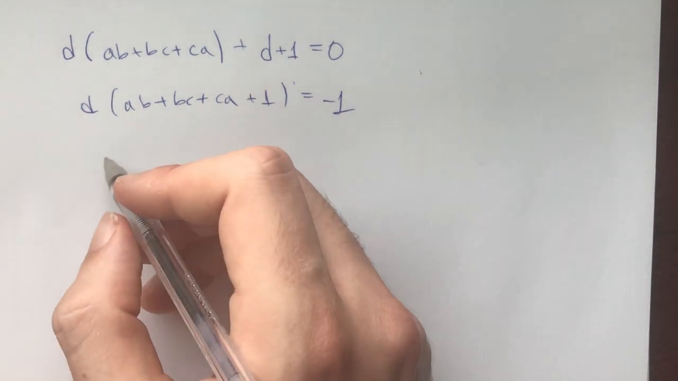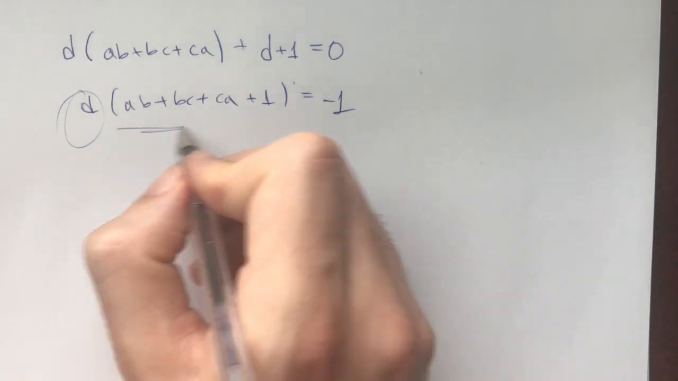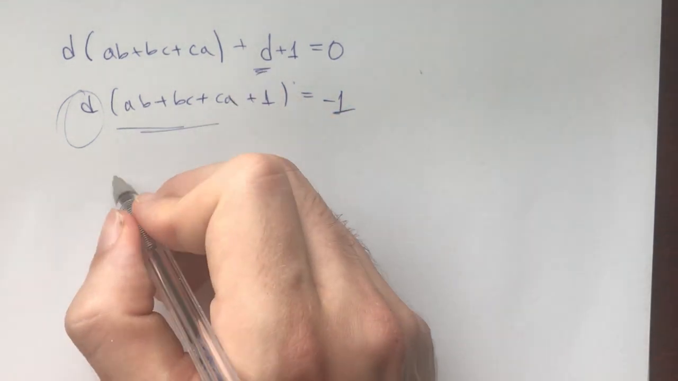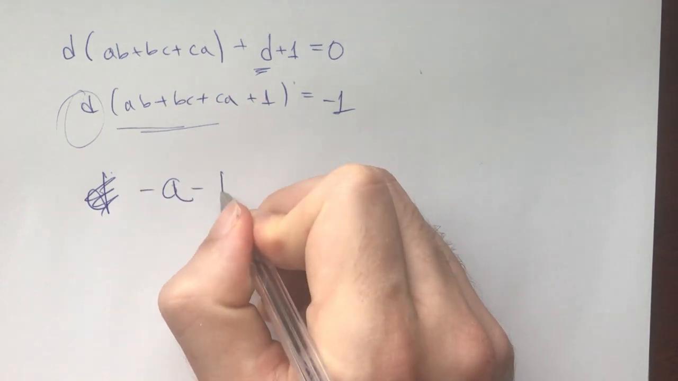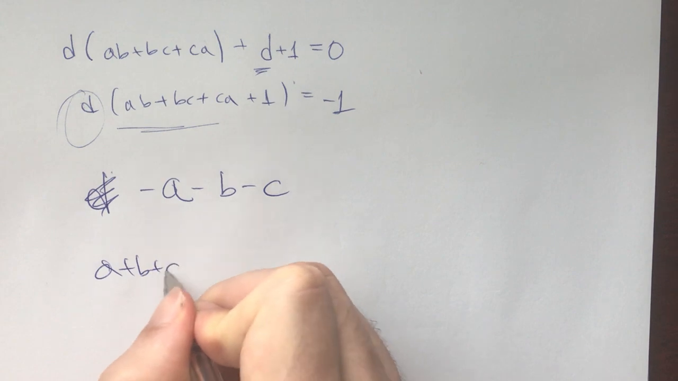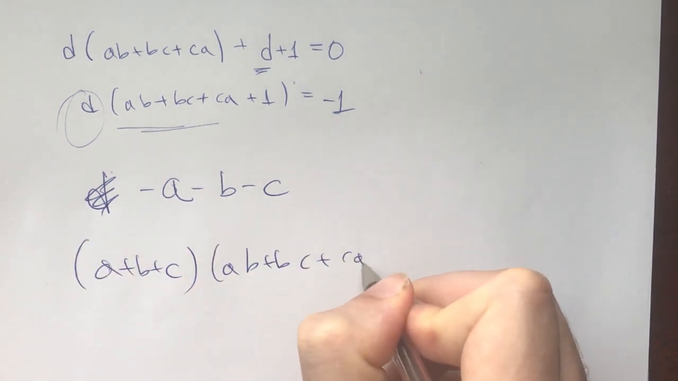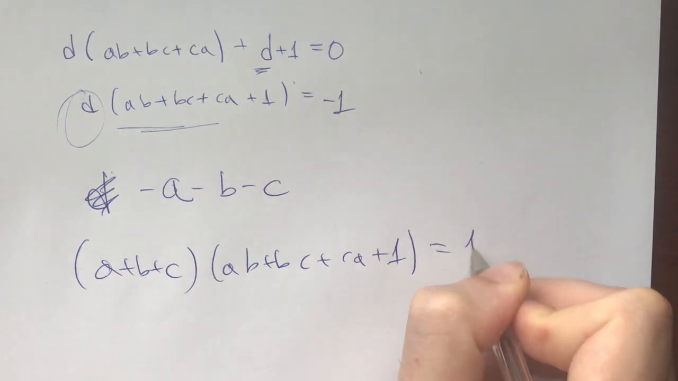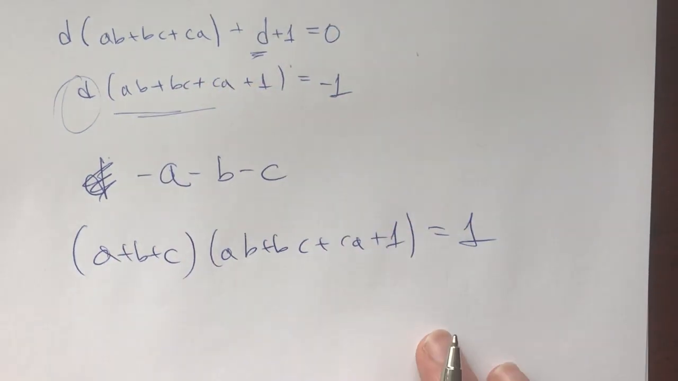So now the next idea for me was, okay, let me just plug in instead of d. Let's just plug in instead of d, we will make minus a minus b minus c. And then what we get is a plus b plus c times ab plus bc plus ca plus 1 is equal to 1. If you just move things to the other side, you will get this.